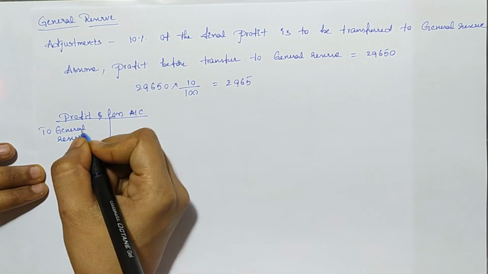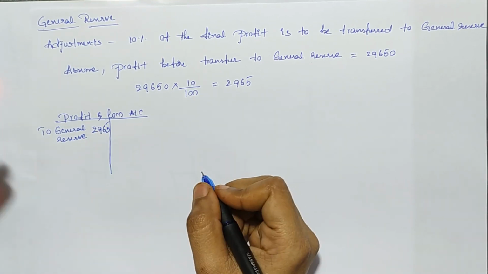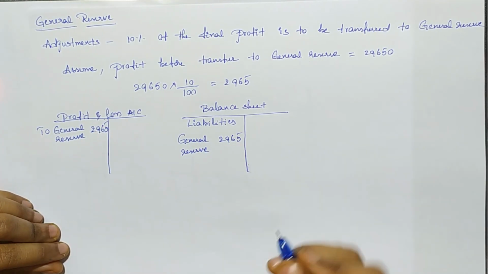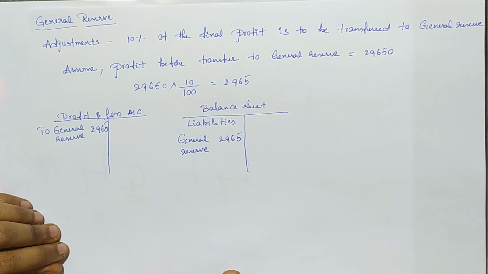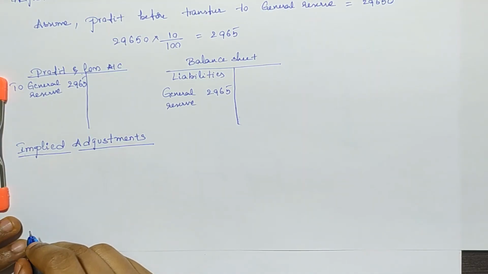This amount we will mention on the debit side of the profit and loss account, and we will show this amount on the liability side of the balance sheet. Now we will see implied adjustments. We can understand these implied adjustments with some examples.